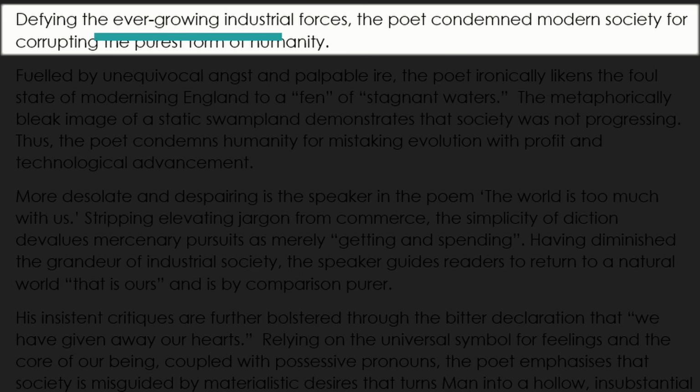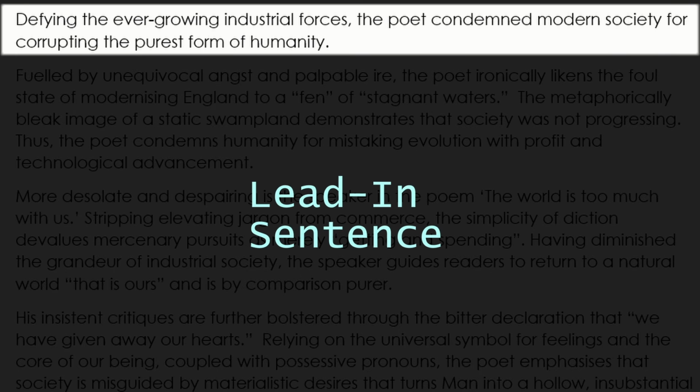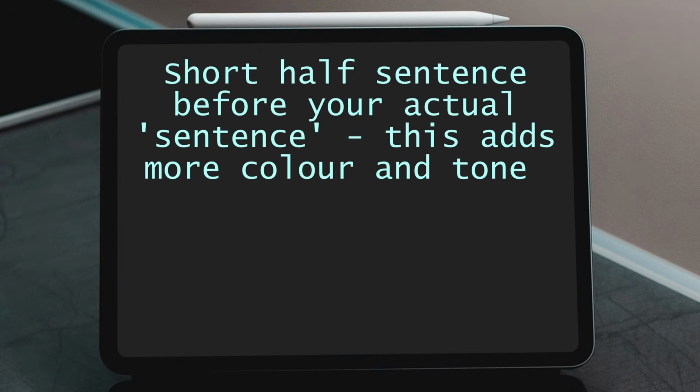Now, I haven't talked about this first part of this topic sentence. The reason I included this was because I'm not too much of a fan of signposting, such as using firstly, secondly, and so on. I much rather begin topic sentences with something called a lead-in sentence. Lead-in sentences, what I like to call them anyways, is basically a short half sentence before your actual sentence, which adds more color and tone to your overall piece.